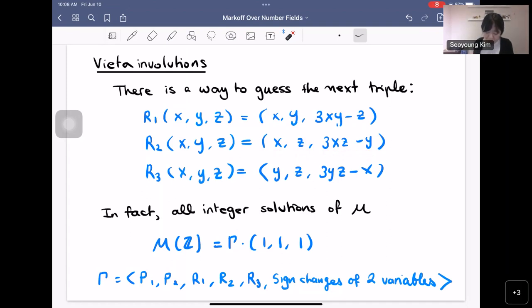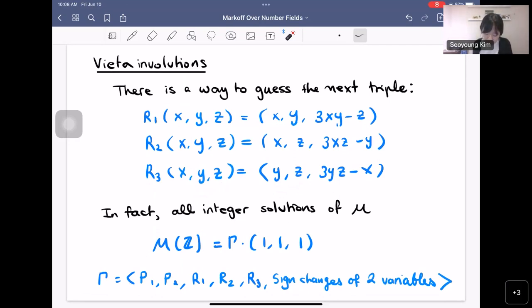Similarly, the third involution will use the second and the third coordinate in order to generate a new solution. And at the end, if you multiply y and z, and similarly take out the first coordinate value, that will also give you an integral solution.